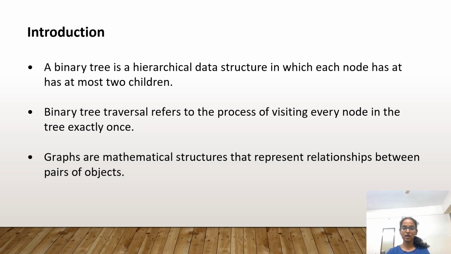A binary tree is a hierarchical data structure in which each node has at most two children, where binary traversal refers to the process of visiting every node in the tree exactly once. Graphs are mathematical structures that represent relationships between pairs of objects.